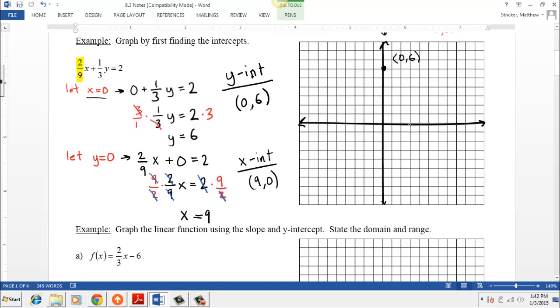And we can again put that point on the graph, go over 9 points, make sure we label (9, 0), and then we go ahead and just draw a line through it. And we will have our graph.